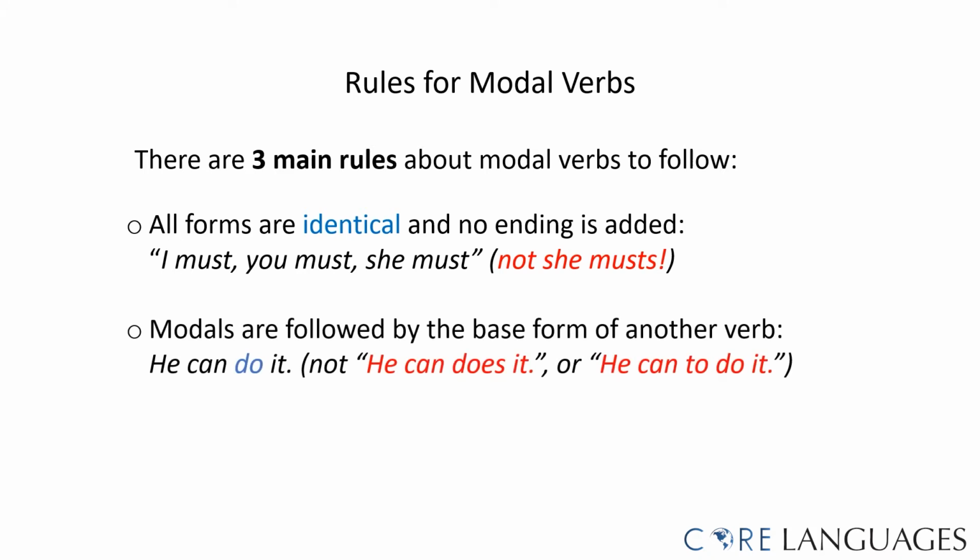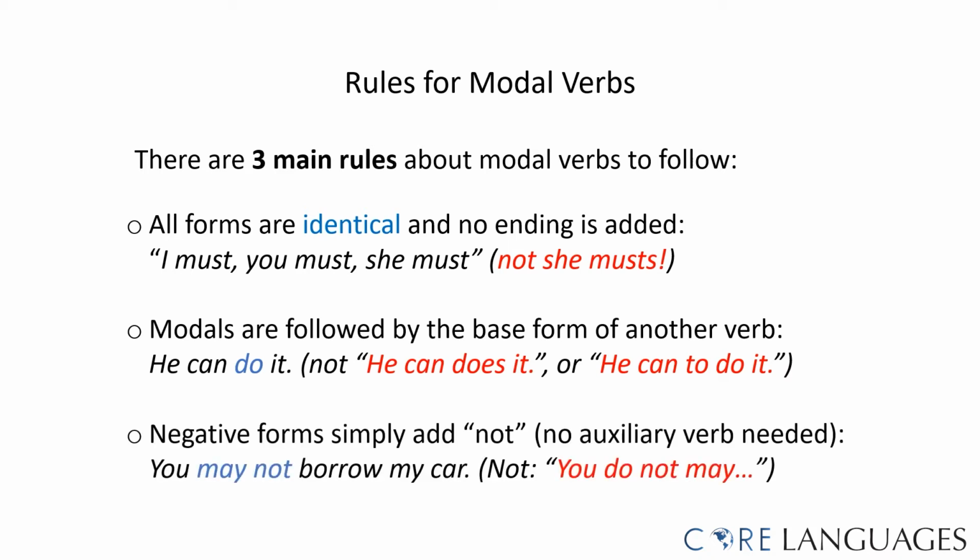Modals are followed by the base form of another verb. For example, he can do it. It is incorrect to say he can does it or he can to do it. In order to form a negative sentence with a modal verb, we simply add not, and we do not need to use to do. For example, you may not borrow my car. It would be incorrect to say, you do not may.